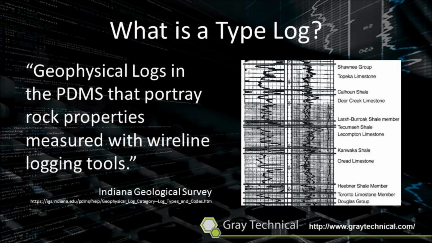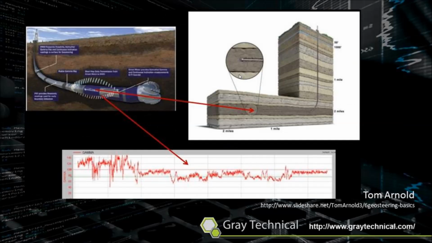What is a type log? According to the Indiana Geological Survey, or more commonly known as IGS, a type log is geophysical logs in the PDMS that portray rock properties measured with wireline logging tools. Or, in other words, it is a chart or graph that displays data in a wireline format of rocks and other sediments. So why are these important?